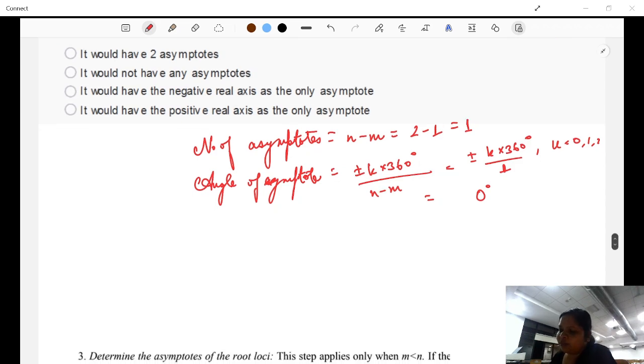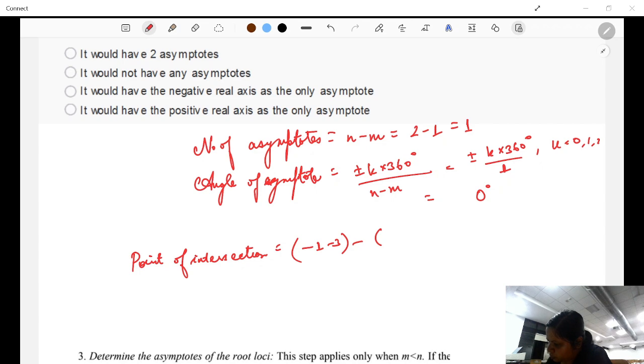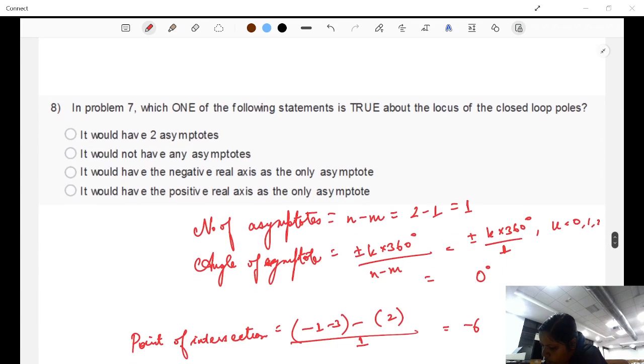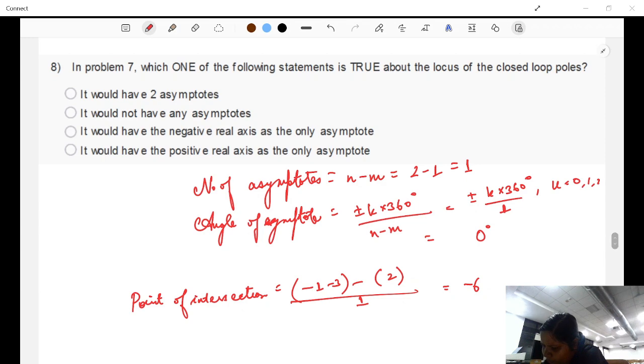Now what are we going to do? If there is just one asymptote, it is going to intersect the real axis, so we are supposed to find that point. The point of intersection with the real axis is the sum of open loop poles minus the sum of open loop zeros upon n minus m. So this would give you -6. So there is only one asymptote, which would be on the positive real axis. So what is the answer? It would have the positive real axis as the only asymptote.